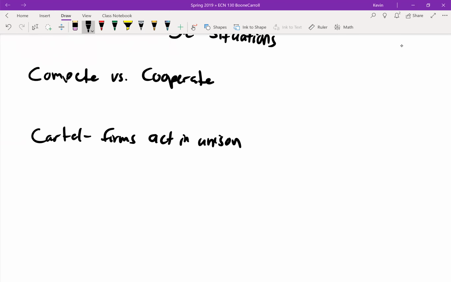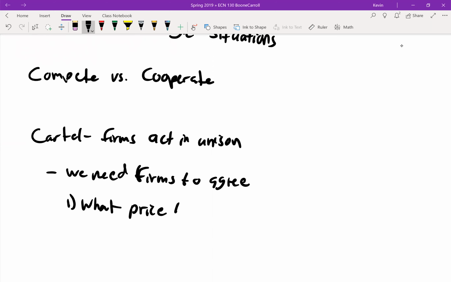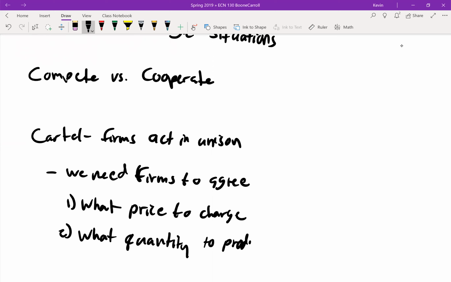However, in order for a cartel to work, we need our firms to agree on one, what price to charge, and two, what quantity to produce. And these go hand in hand. If we fix a quantity, we're going to get a price from that. Similarly, if we set a price, we're going to have a fixed quantity for that.